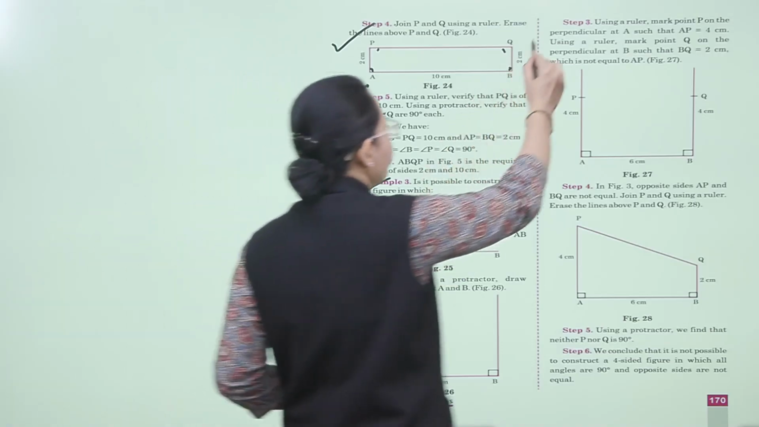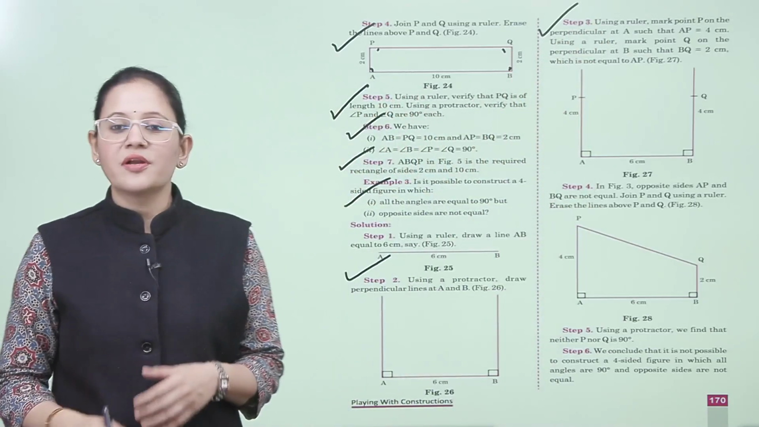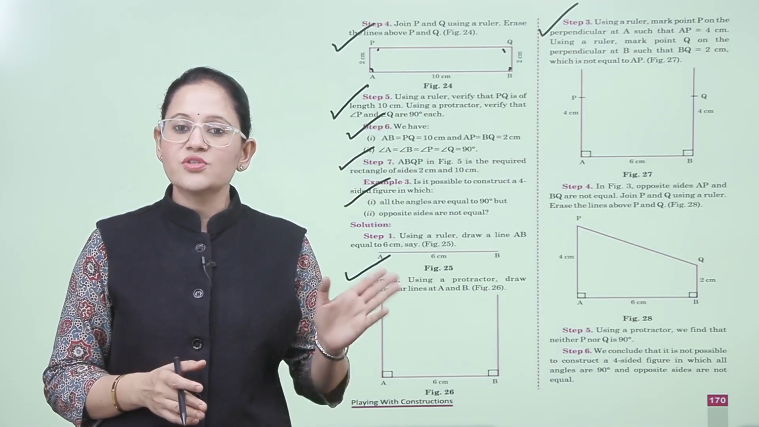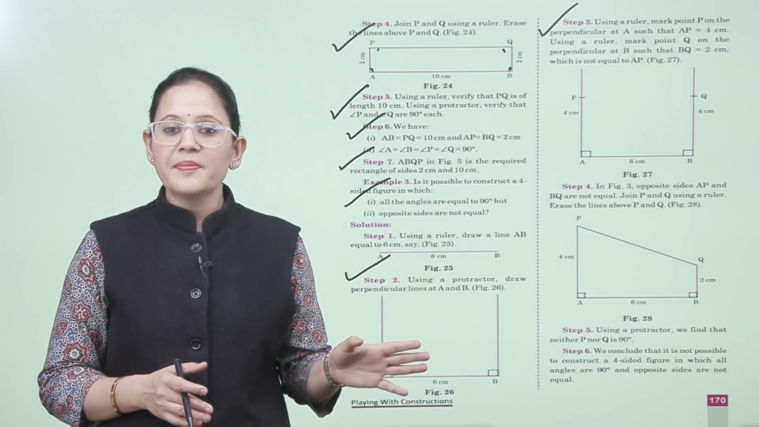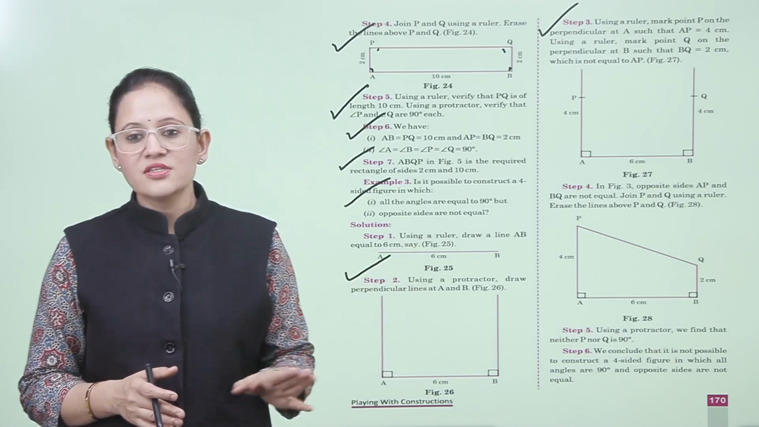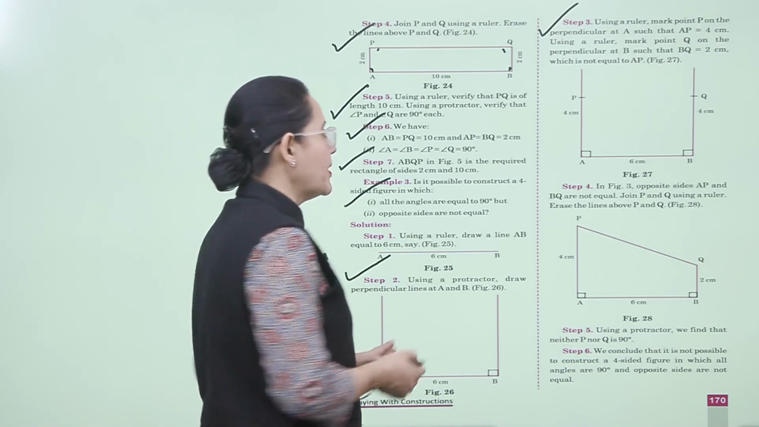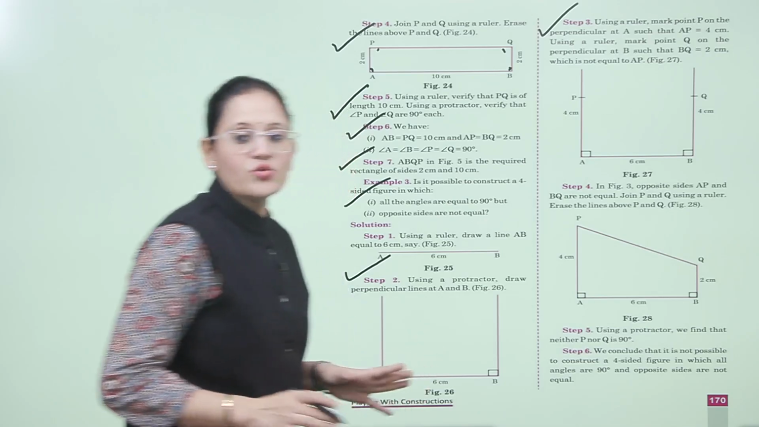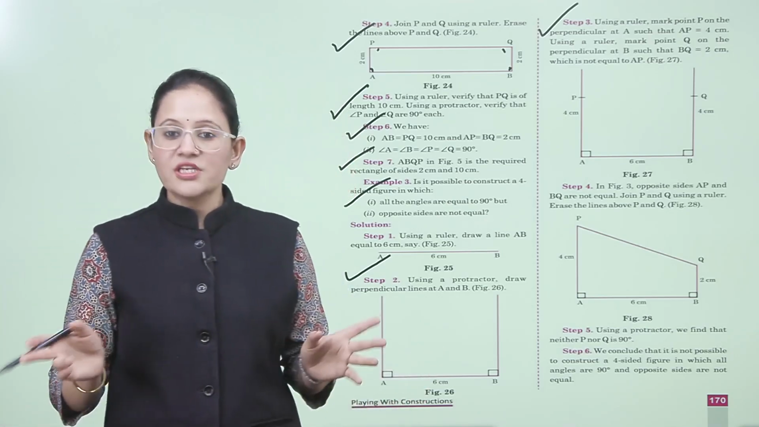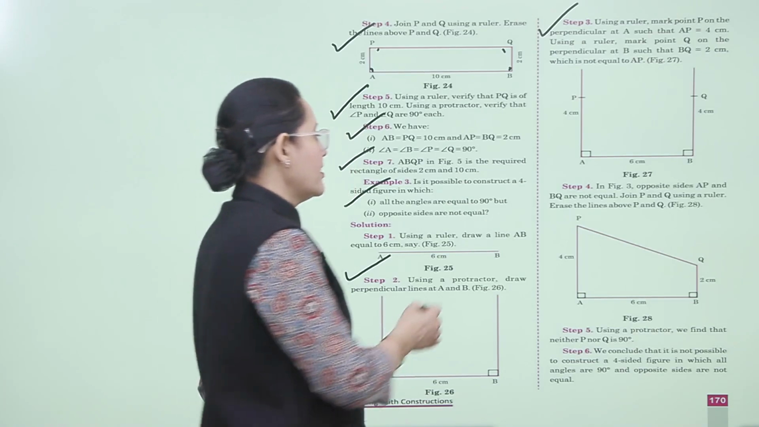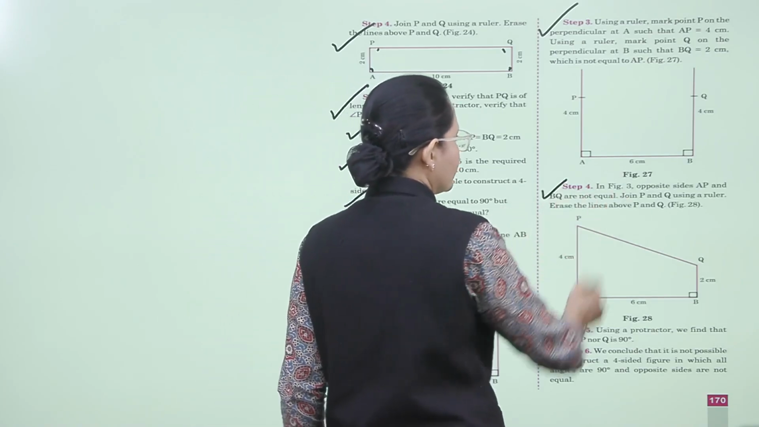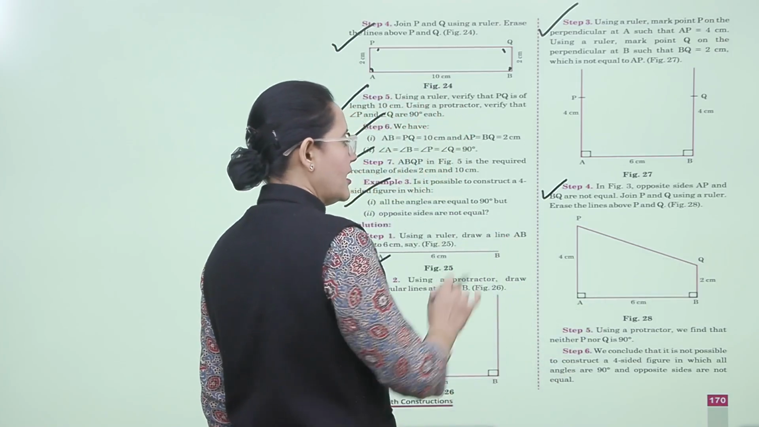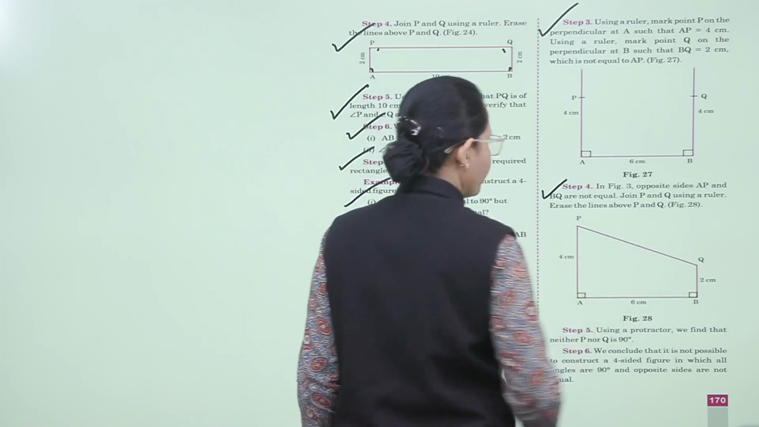Next step, now using the ruler, mark point P on the perpendicular at A such that AP is 4 centimeter. Using the ruler, mark point Q on the perpendicular at B such that BQ is 2 centimeter. So, we'll mark the point here, AP should be 4 centimeter and BQ is 2 centimeter. Clear? Which is not equal to AP. Now, in the figure 3, opposite sides AP and BQ are not equal. Clear? Now, we will join them together.